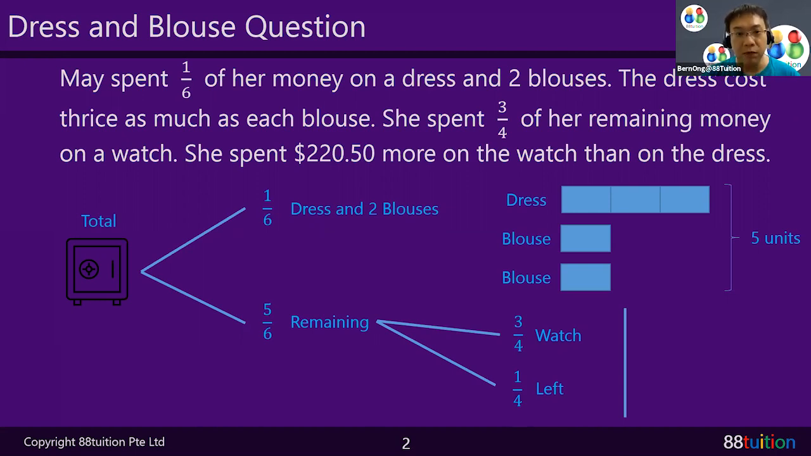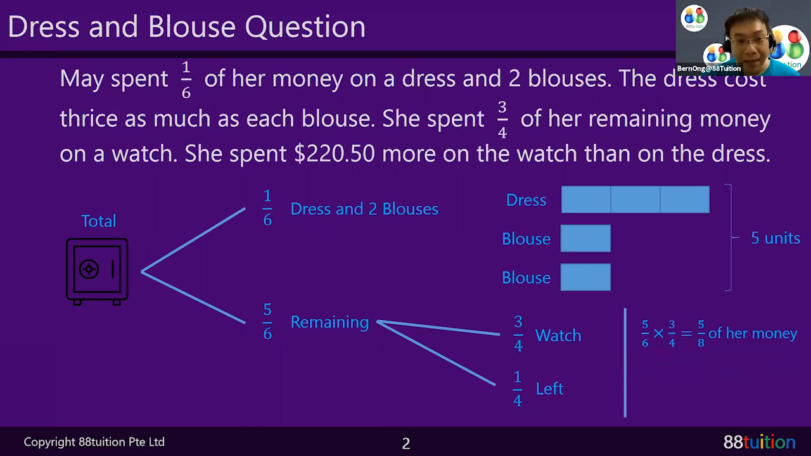So in this case, if the question asks me, what fraction of her money is the watch? Can you see that 3/4, which is the watch, actually comes from 5/6 of the remainder? So what do I do? I can simply take 5/6 times 3/4. The 3/4 comes from the 5/6, so I do a multiplication. 5/6 times 3/4 is actually 5/8 of her money. So the watch spend is actually 5/8 of her money. Can you see? Yeah. All right.